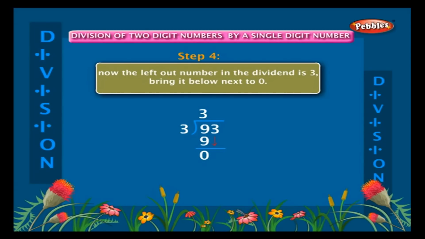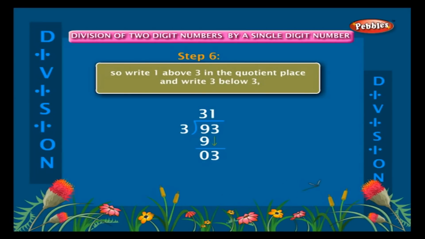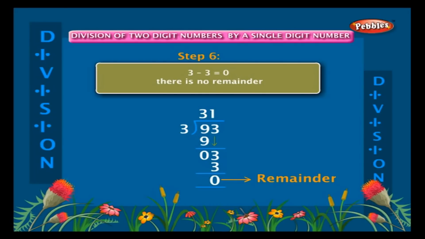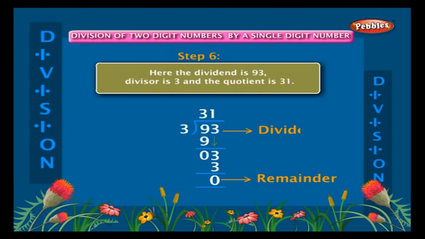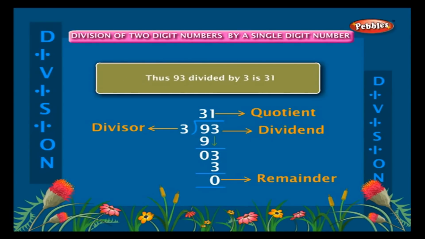Now the left out number in the dividend is 3. Bring it down next to 0. Recite the 3 tables again. 3 ones are 3. 3 goes in 3 one time. So write 1 above 3 in the quotient place and write 3 below 3. 3 minus 3 is equal to 0. There is no remainder. Here the dividend is 93. Divisor is 3 and the quotient is 31. Thus 93 divided by 3 is 31.